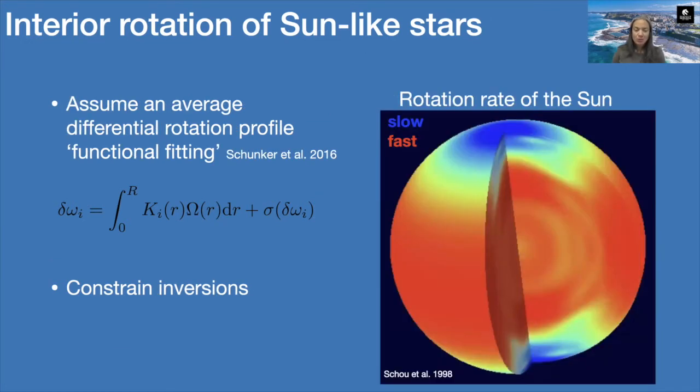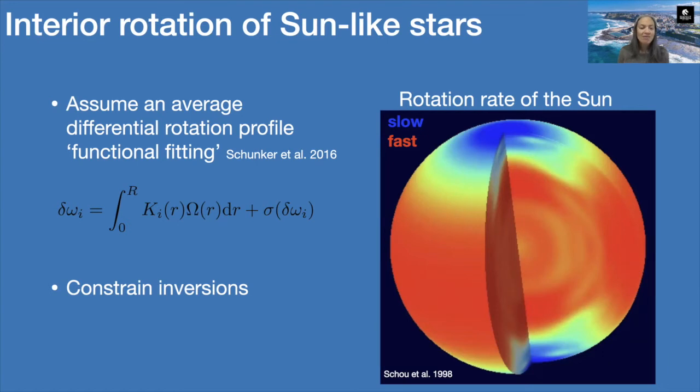Another way we can improve this is to assume an average differential rotation profile. So we don't have the detail we have in the sun for the stars at this point. So looking at the rotation rate that has been inferred for the sun, which we see on the right here, we have the faster rotation at the equator, slower rotation at the poles. You will also notice that below the convection zone, the sun basically rotates as a solid body. Above that, in the convection zone, there is differential rotation.